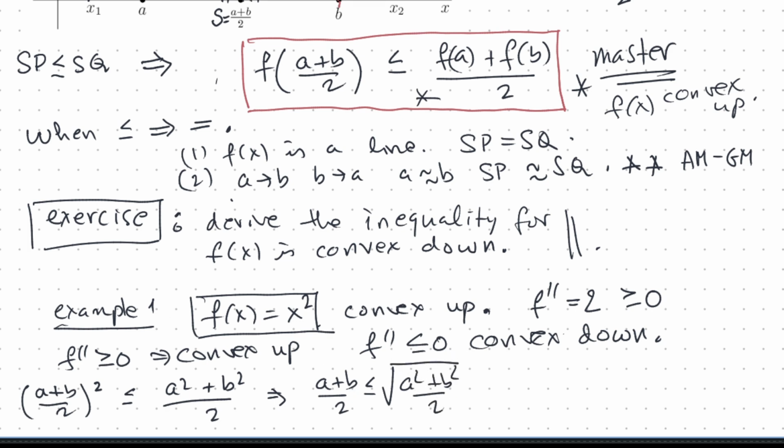That's very interesting. This should ring a bell. What is this? Well, this on the left is arithmetic mean, AM, and the thing on the right is RMS. So AM less than or equal to RMS. What is RMS? It's root mean square. So the root mean square of two numbers, a, b, is always going to be greater than or equal to the arithmetic mean of the same numbers.